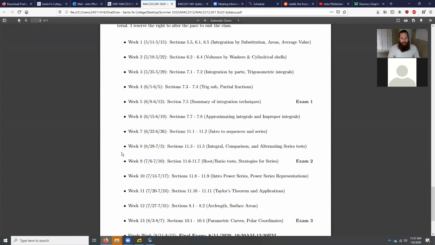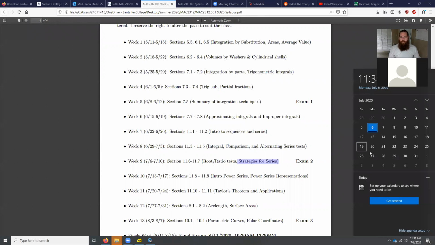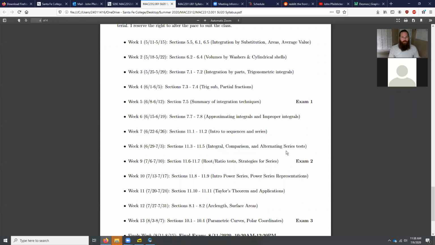according to the schedule, we should be getting ready for exam 2, but we're definitely not there yet. We are back here still. So this week, I'm going to finish our intro to series, and then we will talk about the first few convergence tests, integral test and comparison tests this week. The alternating series test and ratio tests will be next week, and then exam 2 will be the week after. So if you're trying to plan, expect exam 2 to come somewhere around the 20th of July, between the 20th and the 25th.